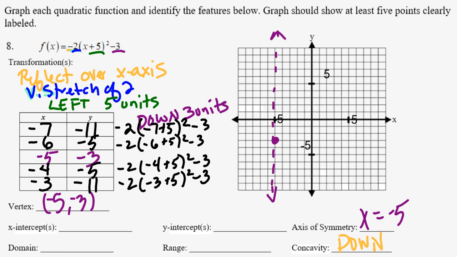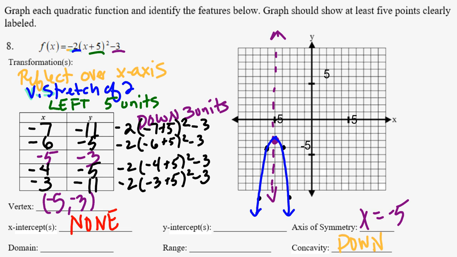So these are the outputs for the inputs I selected. And again, with the mirror for the vertex, we should see the symmetry in the table. So if I plot those data points and it's concave down, I have the formation of my parabola. Because I moved it down, away from the x-axis, I have no x-intercept, so we're going to write none.